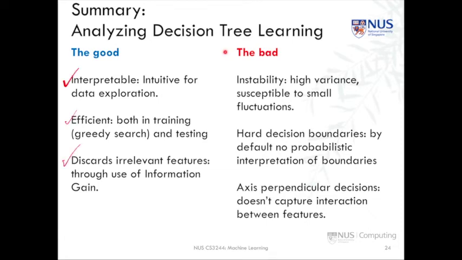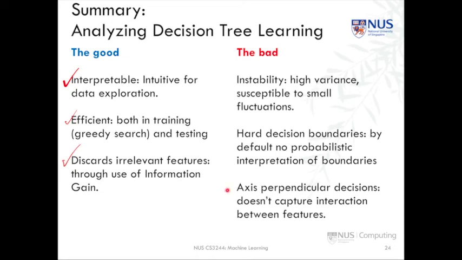However, there are also some bad points. It has a bit of instability because each of the decision trees that are learned can be very specific to the training data, and so will have high variance, and is very susceptible to small fluctuations in the data. It's also the case that the decision boundaries learned are hard decisions. By default, there are no ways of probabilistically interpreting the boundaries, although there are extensions for doing that.